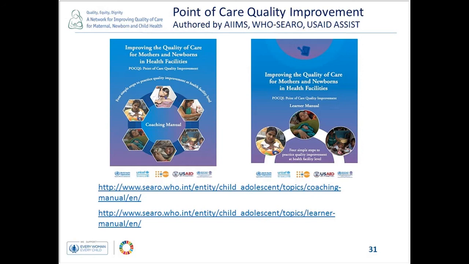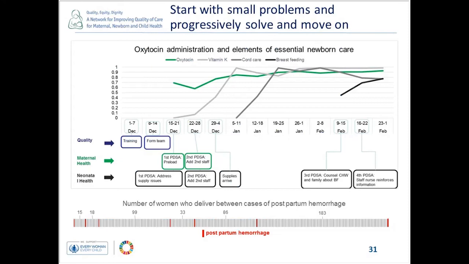And so the idea is that we're going to get to the 50% reduction in mortality by starting with small problems, quickly solving them, and building on and moving on to new problems. So this is an example of how this has worked in another facility in India. This team started by making sure that all pregnant women got oxytocin after delivery and all babies got vitamin K in the first day of life.